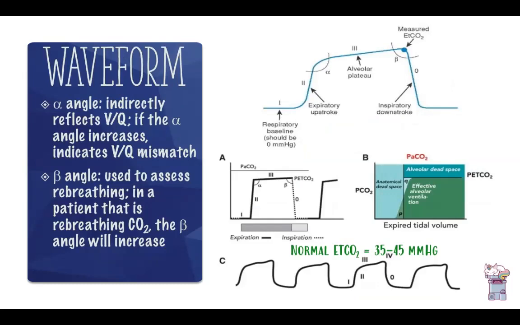The two angles in the waveform are the alpha and beta angles. The alpha angle indirectly reflects ventilation and perfusion. If the alpha angle increases, this can indicate VQ mismatch. The beta angle is used to assess rebreathing. A patient that is rebreathing carbon dioxide will have an increased beta angle.